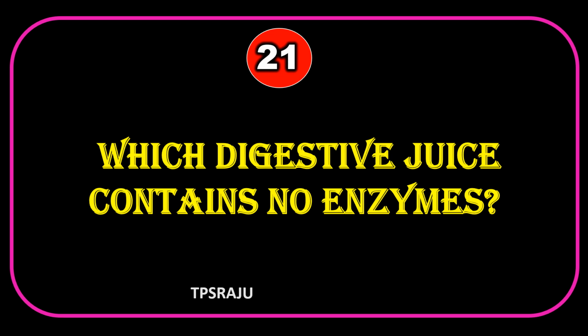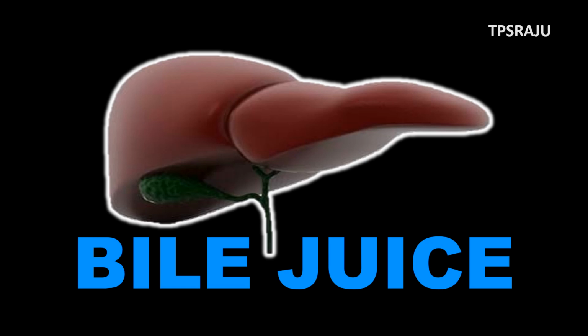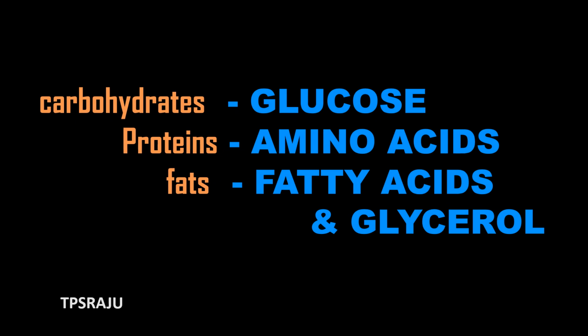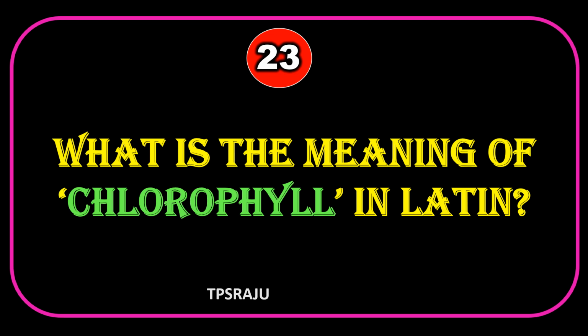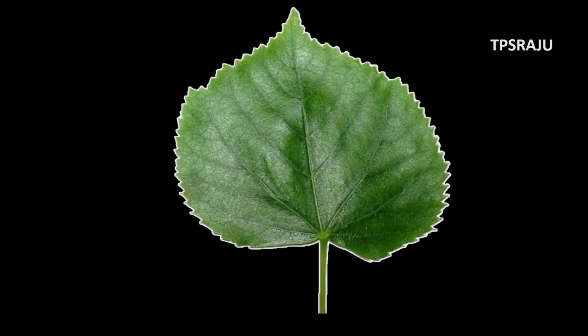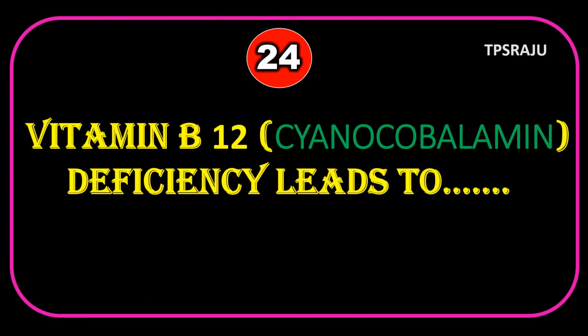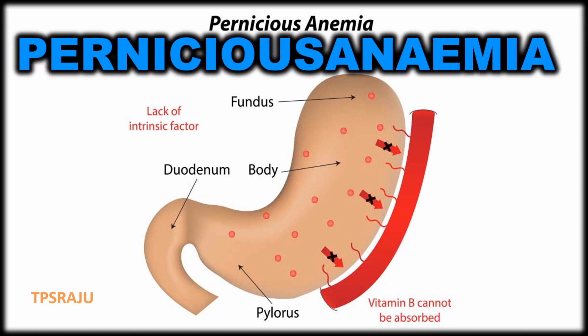Which digestive juice contains no enzymes? Bile juice secreted by liver. What are the end products of carbohydrates, proteins, and fats in digestion? End products of carbohydrates: glucose; proteins: amino acids; fats: fatty acids and glycerol. What is the meaning of chlorophyll in Latin? Green leaf. Vitamin B12 deficiency leads to pernicious anemia.